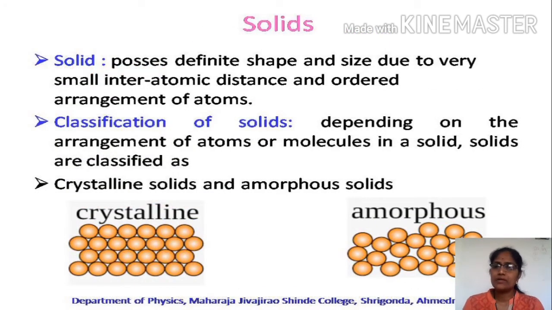Next, as this chapter is related to crystal structure, we will see what solids are. We know that a solid possesses definite shape and size due to very small interatomic distance and ordered arrangement of atoms. These solids are classified into two types: crystalline solids and amorphous solids. What are crystalline solids? In crystalline solids, there is a regular periodic arrangement of atoms in space, as shown in the first figure. Then what are amorphous solids? Amorphous solids are solids in which the interatomic distance is less as compared to liquid, and they are also ordered as compared to liquid, but the atoms are randomly situated, as shown in the figure. Examples of crystalline solids are metal atoms. Examples of amorphous solids are glass and wood.